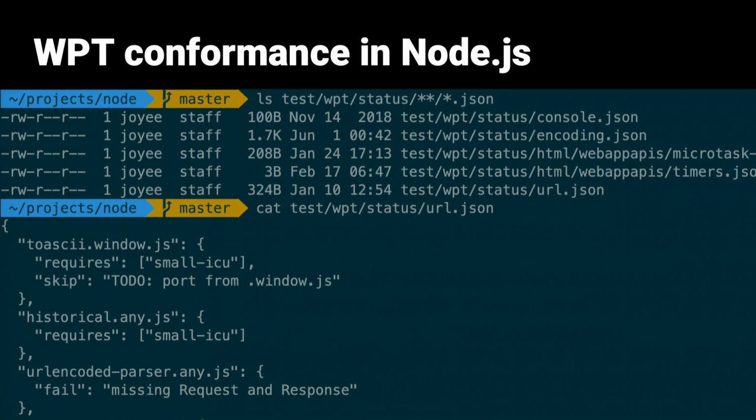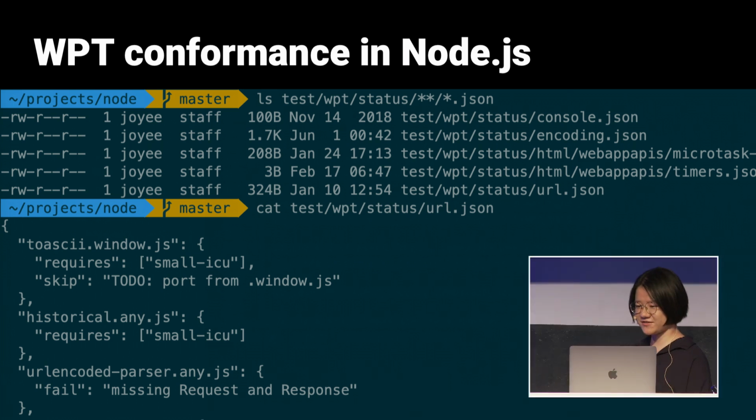To see the current status of web platform test conformance in Node, you can look at the status files under the test/wpt/status folder of the Node project. There are a few pretty self-explanatory JSON files documenting the conformance of web standards implemented in Node.